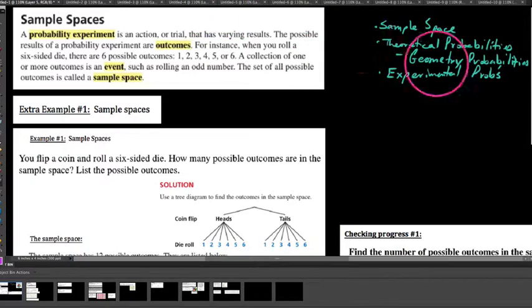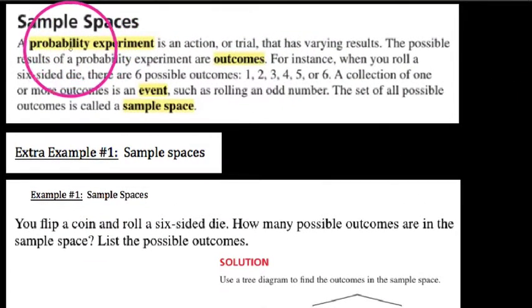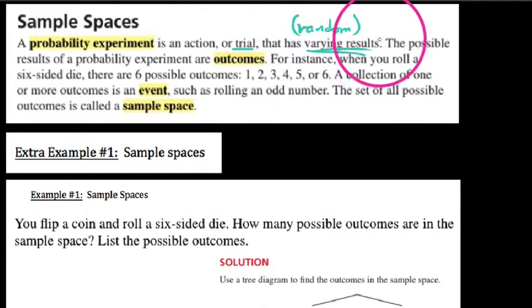So this being the video on sample spaces, let's go ahead and get into what we mean by the sample space for an experiment. We say that a probability experiment is some sort of action or trial, sometimes we use the word trial, that has varying results, and often they're a result of random processes. So random's a key thing here with probabilities. We say that the possible results of a probability experiment, or some trial that we're doing, we're going to refer to as outcomes.